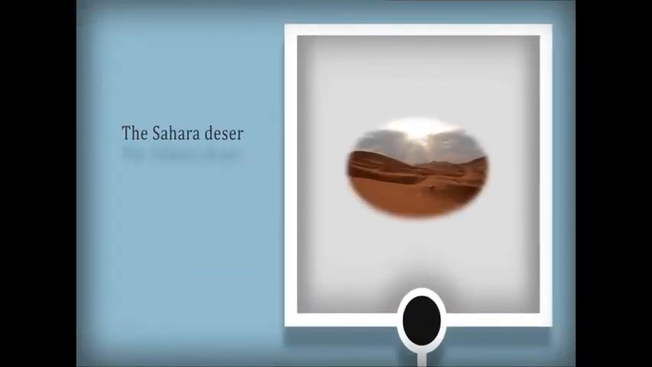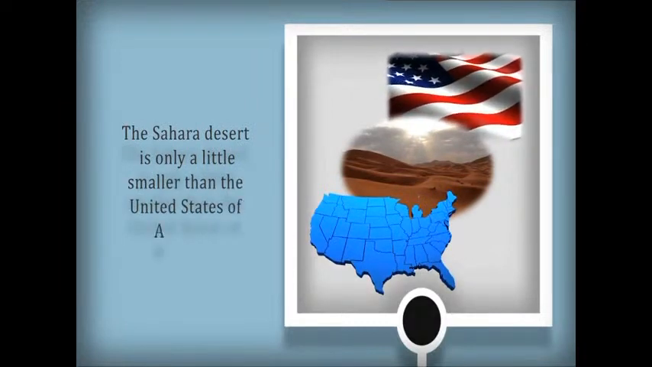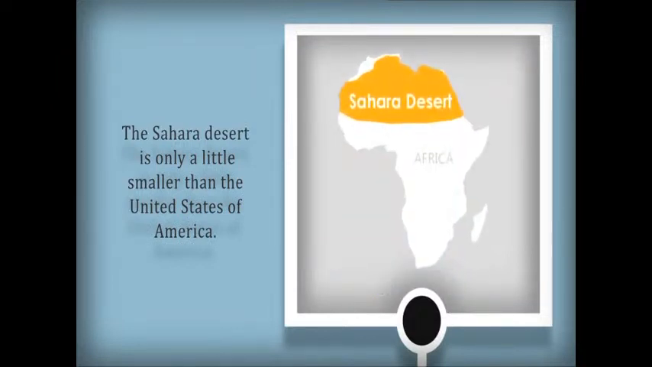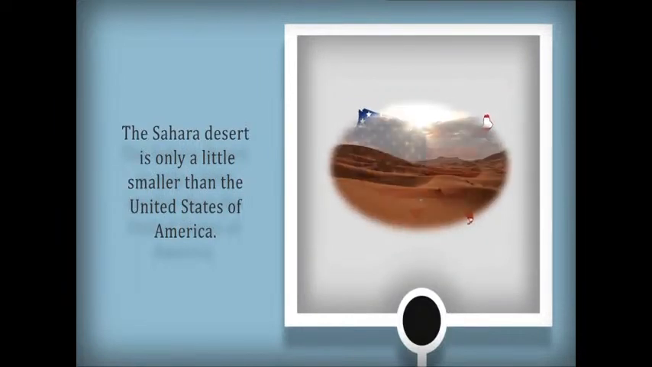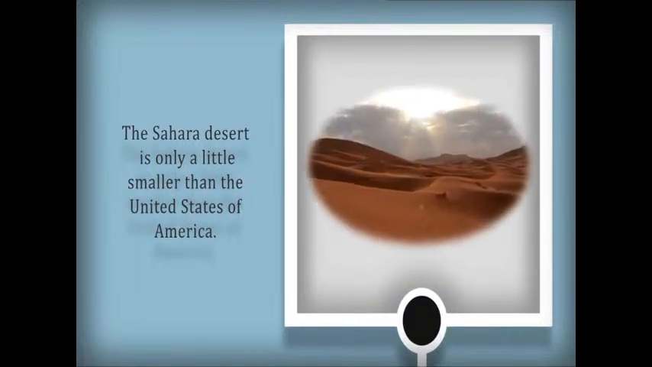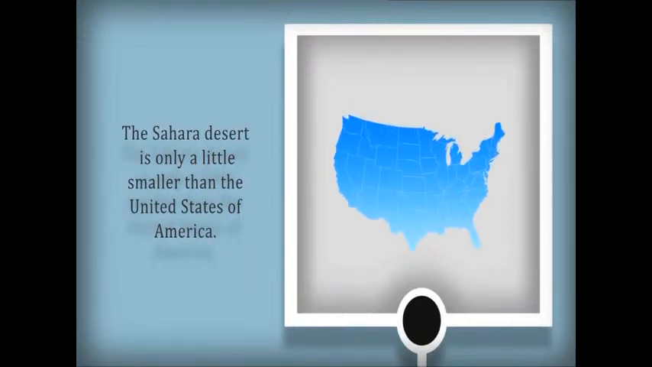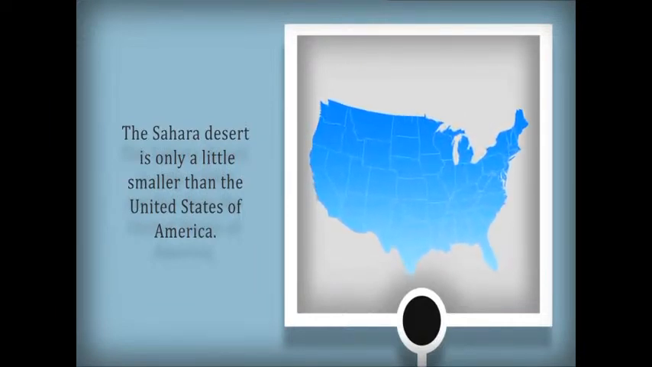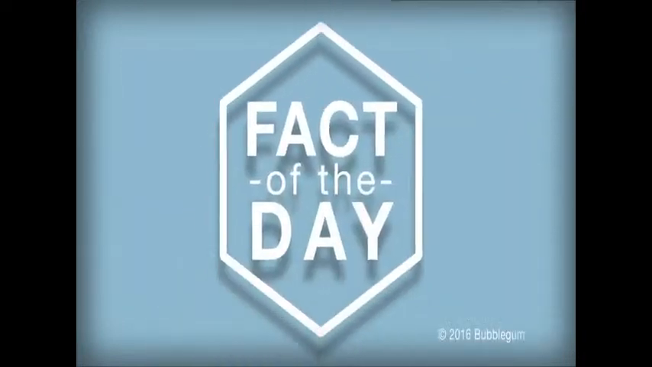Did you know that the Sahara Desert is only a little smaller than the United States of America? The Sahara Desert is the largest hot desert in the world. It is the third largest desert overall, behind Antarctica and the Arctic. The Sahara is huge, a mind-boggling 9.4 million square kilometers, fractionally smaller than the 9.85 million square kilometer surface area of the United States.